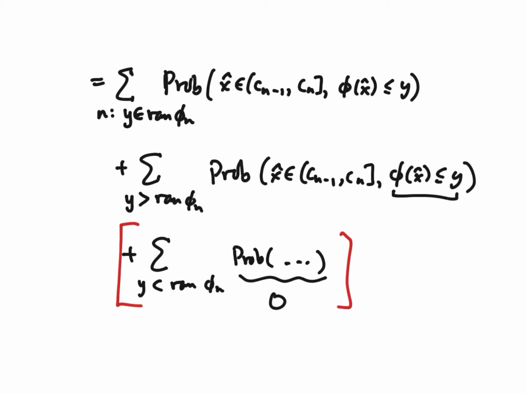It's because if you look at it, this event has to happen. X hat acquires a value, you plug that value into phi. Right? So that's what's going on here. X hat acquires a value when you do the experiment. You're then taking that value and plugging it into the function phi, and we require this to happen. So that cannot happen when y is less than the range.